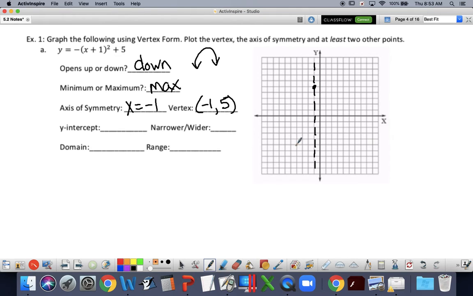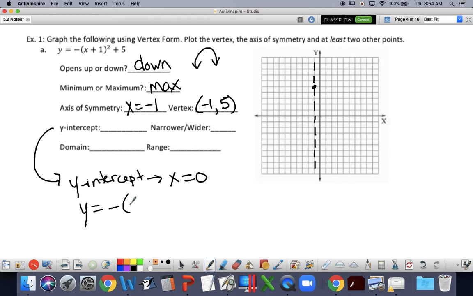So there we go. My y-intercept, now here's where we might have to do a little work because my y-intercept does not stand out to me with vertex form. It stood out to me with our standard form, but here it does not. So we have to use our understanding that a y-intercept will always have an x value that is equal to 0. So I'm going to plug in x equals 0 into my equation up here and see what my y value ends up being. So I get y equals -(0 plus 1) squared plus 5.